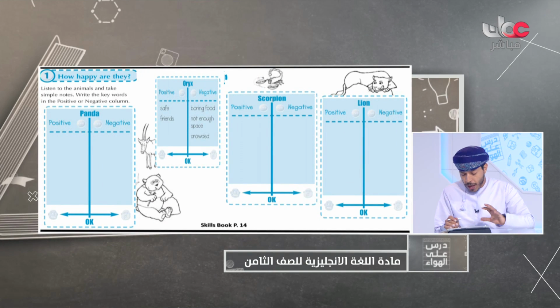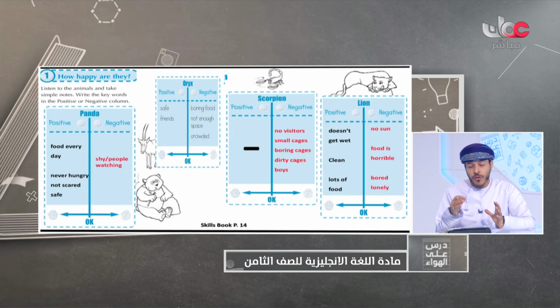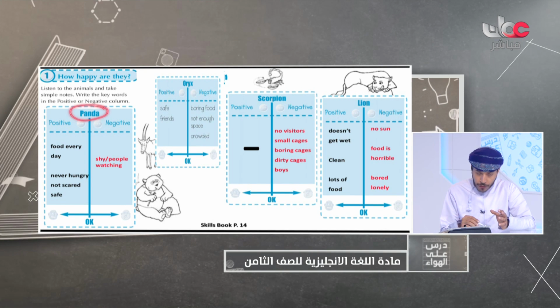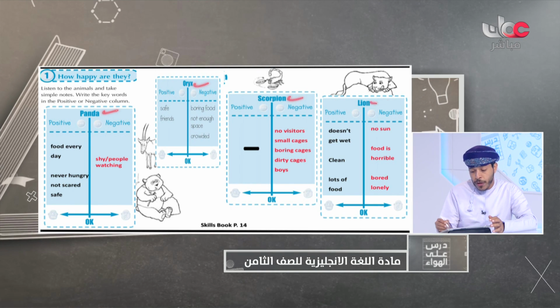Okay, for this activity you are going to listen to a recording with your teacher at school. So I will keep it, but I will give you some features of different animals, which are positive and negative features, or positive and negative descriptions, adjectives of different animals. So here we have different animals. The first one is the panda, and the second one is the oryx, and the third one is the scorpion, and the last one is the lion.